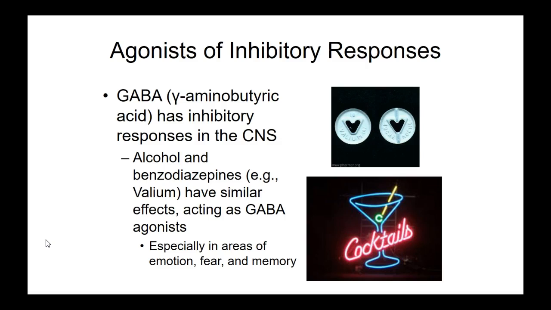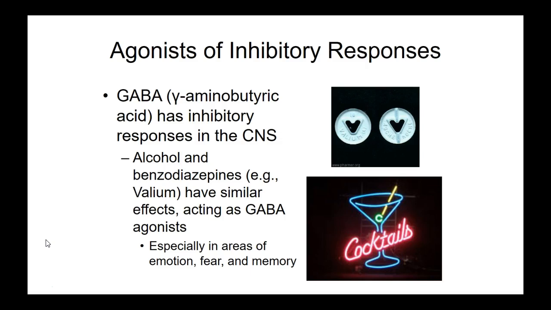All right. So agonists of inhibitory responses. So think about it this way. Excitatory neurotransmitters are like the gas. Inhibitory neurotransmitters are like the brakes. So here what we're doing is pressing the brakes even further on these systems. So when we have agonists for inhibitory neurotransmitters, we're putting the brakes even further on the system that it controls. So here, GABA, which is gamma-aminobutyric acid, you don't have to know that. GABA is perfectly fine. So if you write GABA on a quiz or an exam, I'm perfectly fine with that, all right? It has inhibitory responses in the CNS.